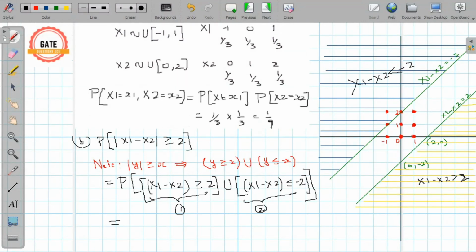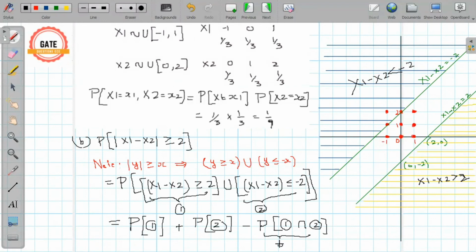So we can further write this expression as probability of 1 plus probability of 2 minus probability of 1 intersection 2. You can see there is no common region or intersection between region 1 and region 2. So this probability is going to be 0.